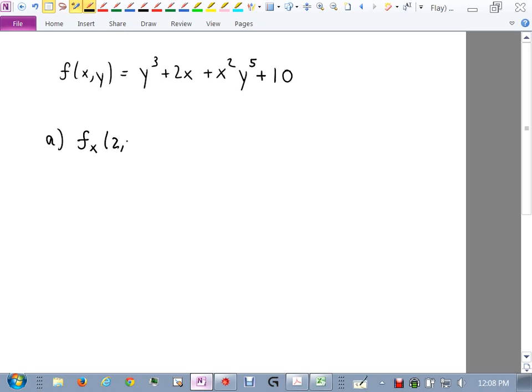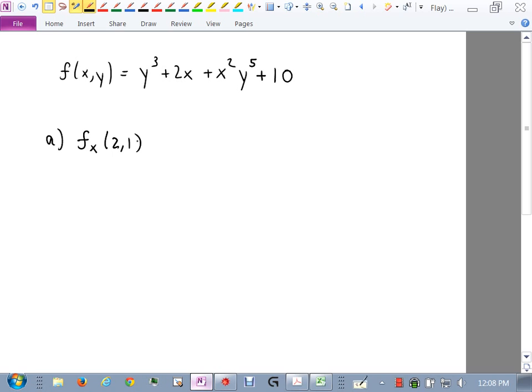All right, so we are given a function f of x, y equals y cubed plus 2x plus x squared y to the fifth plus 10. Let's first find, for part A, f subscript x at 2, 1. So I want to find the partial derivative with respect to x at the point 2, 1.